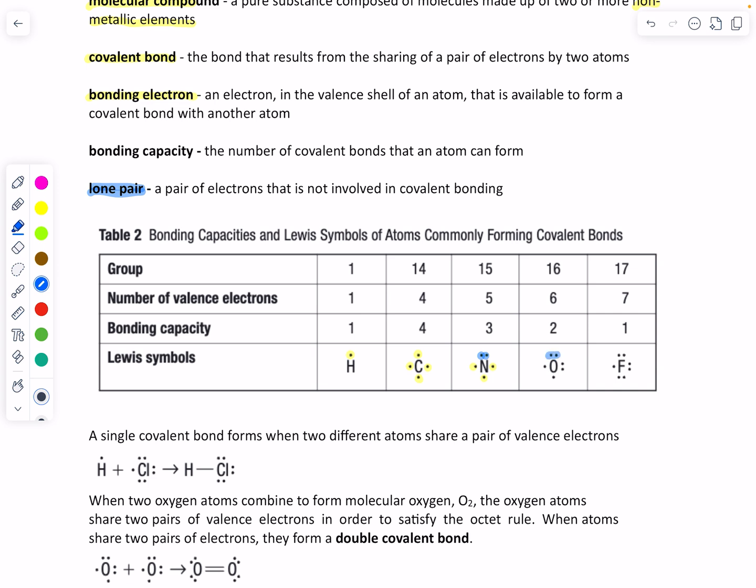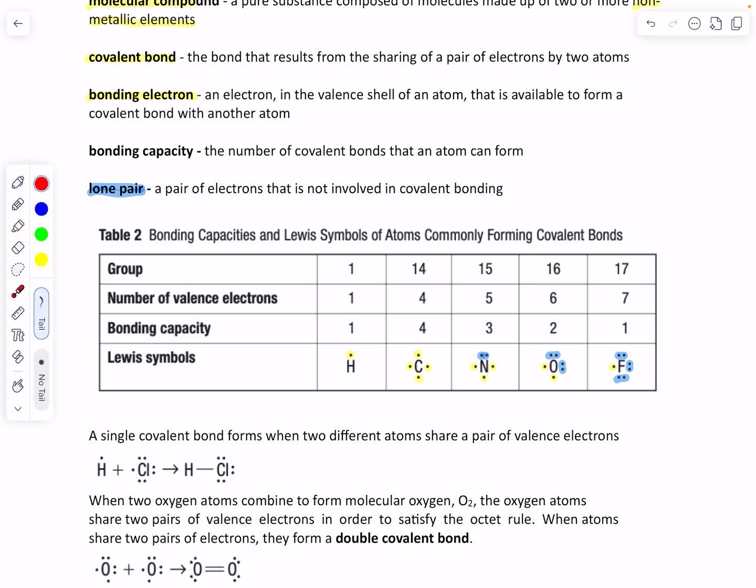Oxygen has 2 lone pairs and 2 bonding electrons. Fluorine has 3 lone pairs and only 1 bonding electron. So you can see from this table that of the valence electrons that are present, the lone pairs are not available to form bonds. Only the bonding electrons are available.